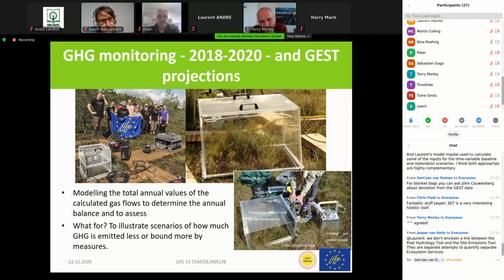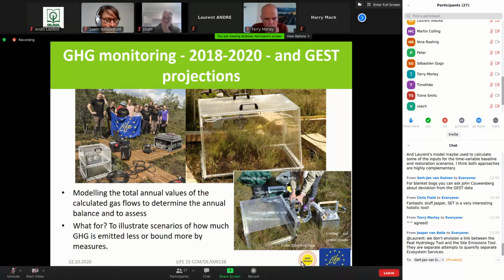And here you have one of the Latvian sites. A lot of equipment outside this site to measure only these two CO2 fluxes. In addition to that, we also have to measure methane and N2O, and we have to do it. We use larger chambers also in Poland and Germany.